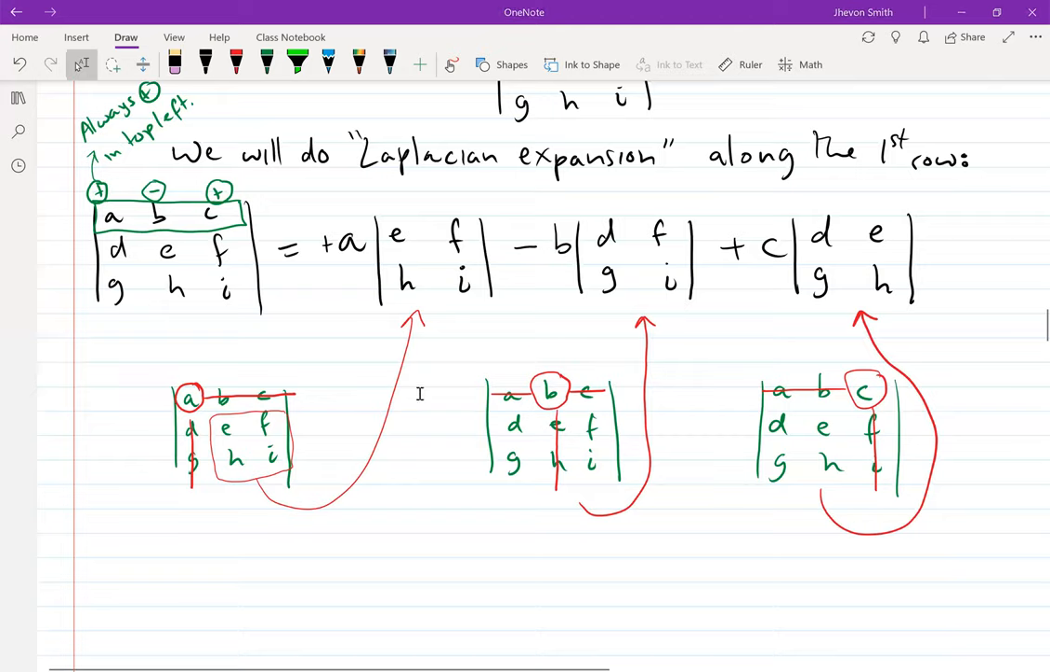And this can go all the way up. So a 4x4, you can think of it as a sum of 3x3s, and then you break down each 3x3 into 2x2s. We will never need to go higher than a 3x3. So this is what you need to know.